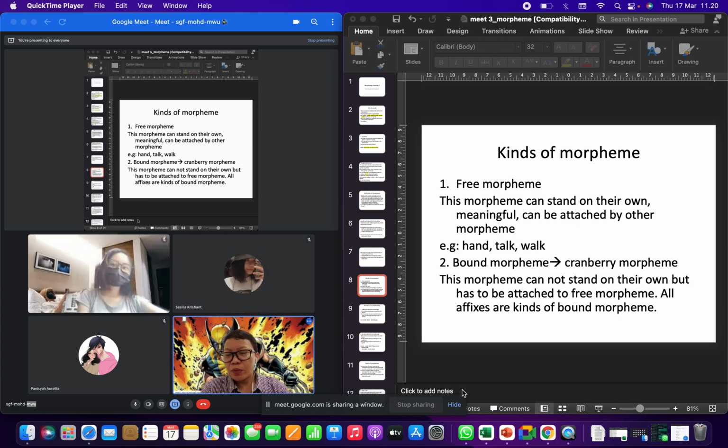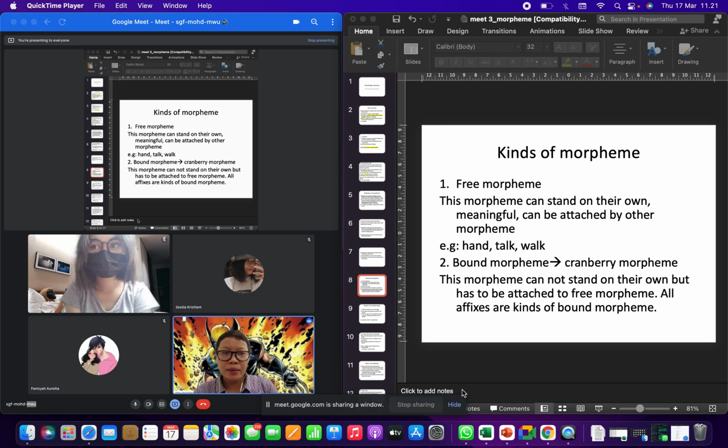It has meaning. When we talk about the morpheme hand, we understand that hand is a part of the body, whether we are talking about a human being or an animal. Hand can also be a part of a chair. It has meaning. While talk is an activity that can be done by a human being. Sorry, not an animal. It is only work. Now, these are our free morphemes. It has meaning by its own form.